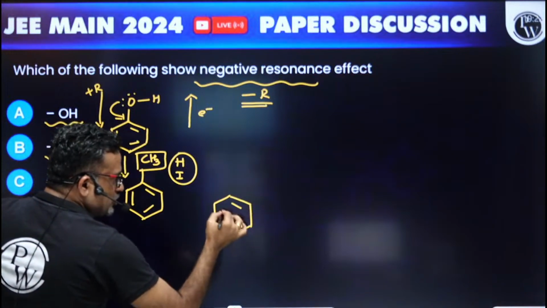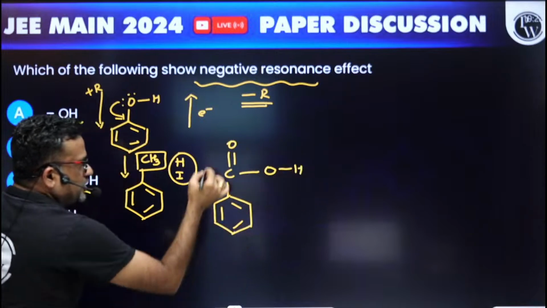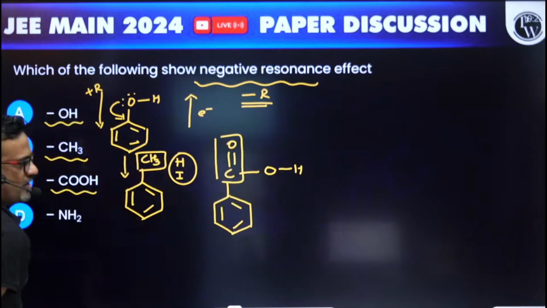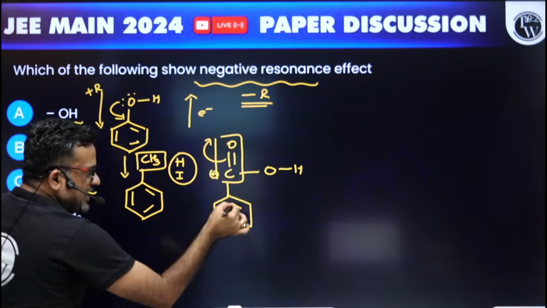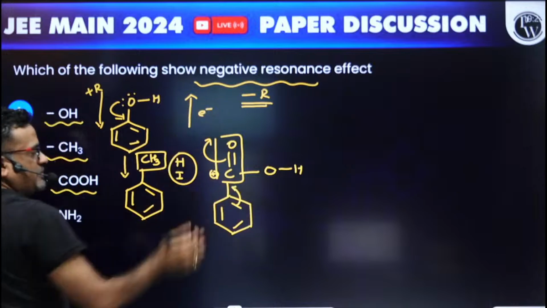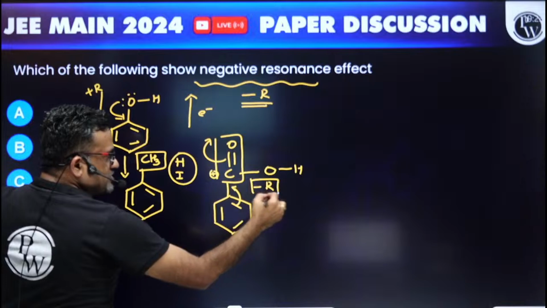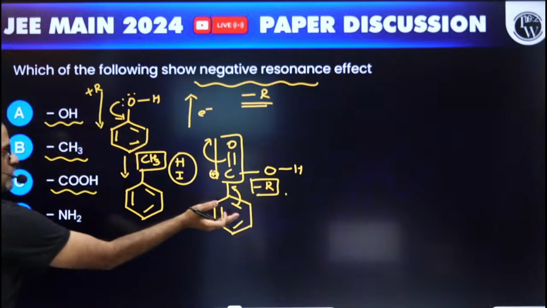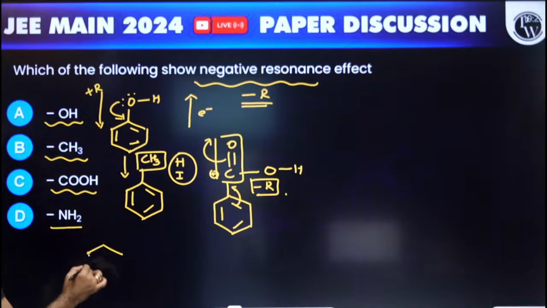COOH is that group. Due to the polarity existing in the carbonyl group, the electrons would move towards this side and the carbon would have a positive charge. As a result, it would pull the electrons from the benzene, which is called the negative resonance effect. The electrons are moving towards the substituent group on the benzene. Similarly, we have done this for everything.